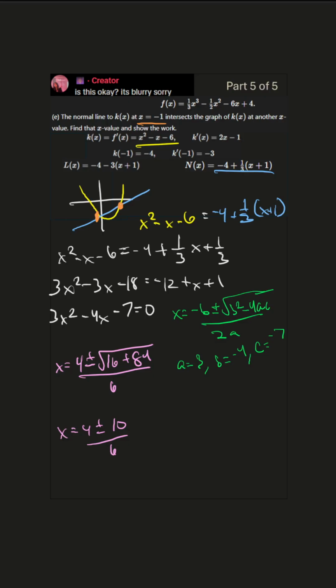So let's see, negative 6 over 6 is negative 1. And we have that one already. That's this one up here. And then let's see, 14 over 6 is 7 over 3. So there it is. So that is where they intersect, where x equals 7 over 3.